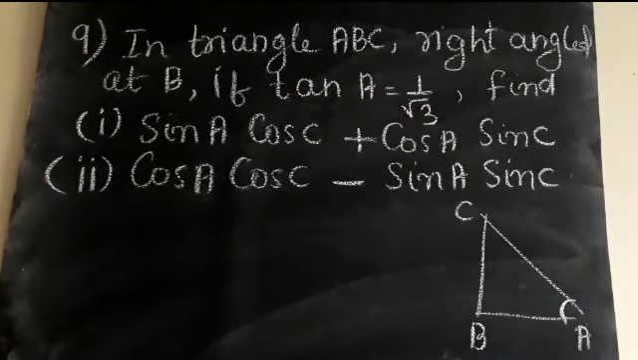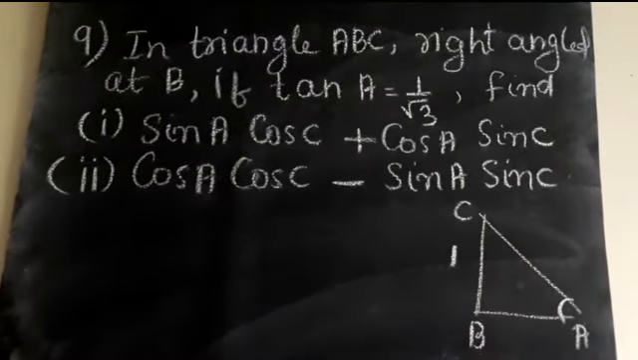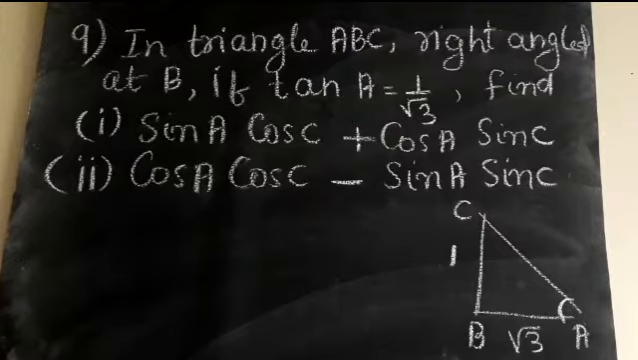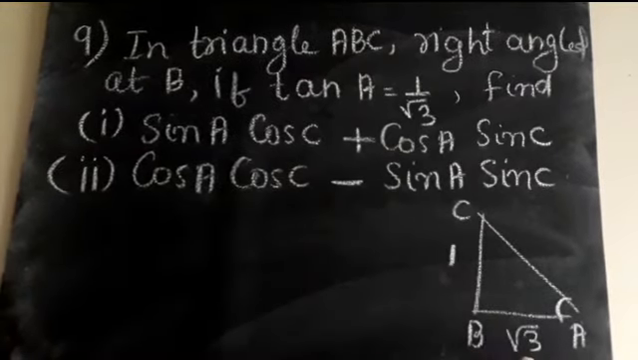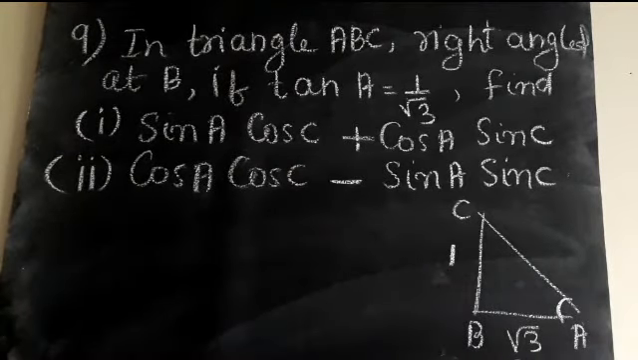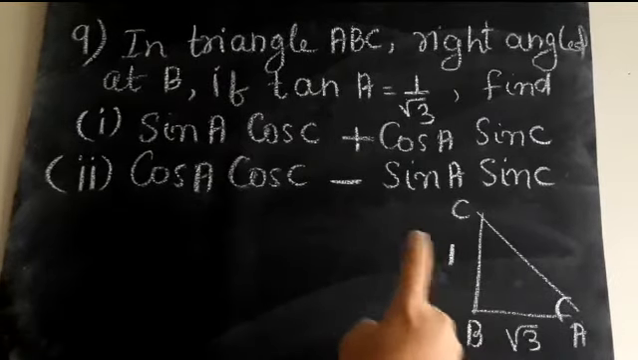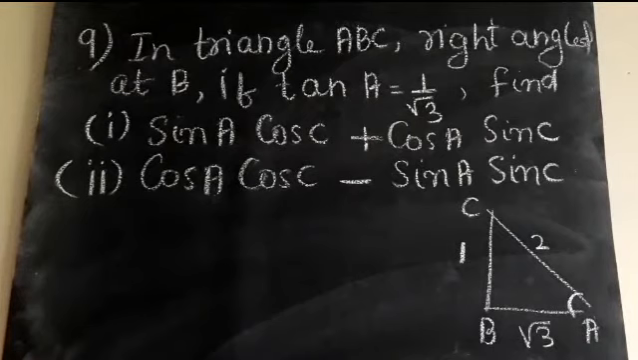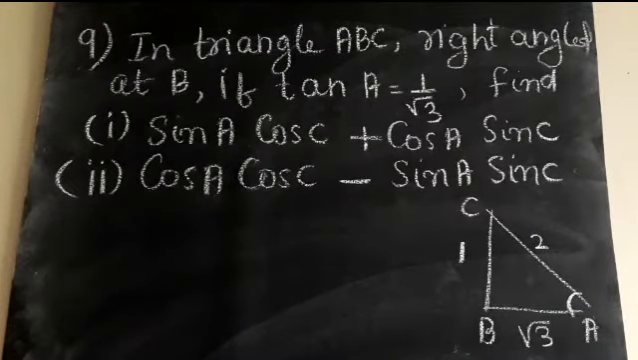What do you mean by tan? Opposite side by adjacent side. So opposite side is 1 and adjacent side is root 3. And one more side is remaining. What is that? AC. AC, what is that? Using Pythagoras theorem, 1 square plus root 3 square. 1 square is 1 itself. Root 3 square is 3. So 3 plus 1 is 4. Square root of 4 is 2. So using Pythagoras theorem, first you find out all the three sides, and after that one by one you can solve the problem.